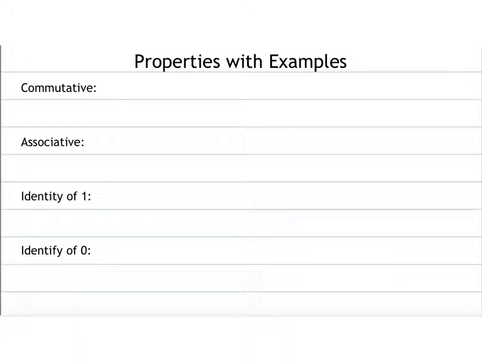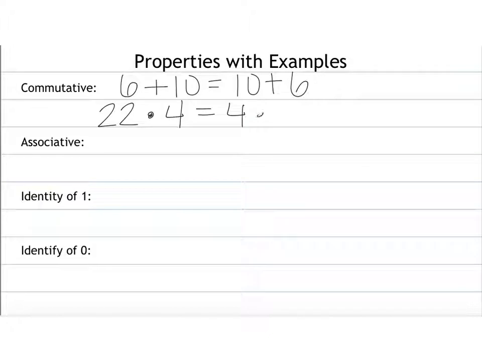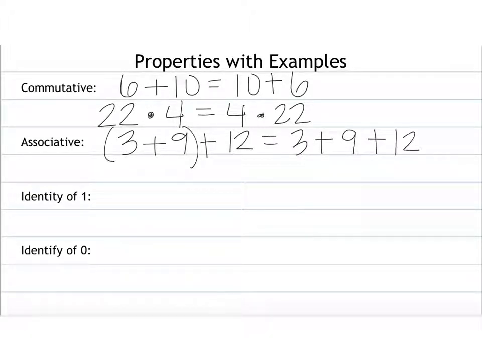Commutative property of addition, I could do 6 plus 10 equals 10 plus 6. Commutative property of multiplication, 22 times 4 equals 4 times 22. Associative property of addition, 3 plus 9 plus 12 equals 3 plus 9 plus 12.